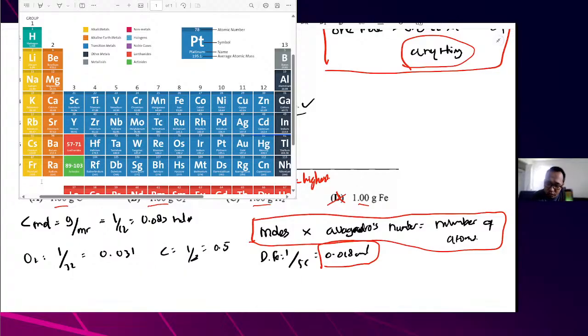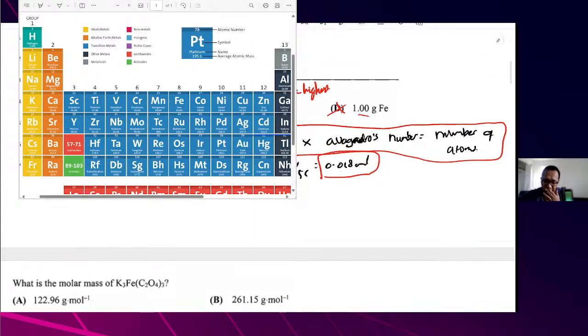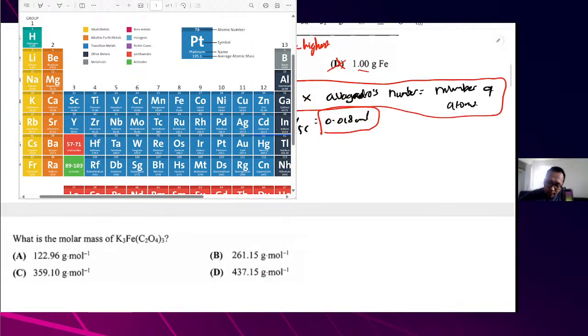So the answer is which one is the least one? The least one is D. Okay, the least one is D. So the answer should be D. All right, and then let's move on to another question. Yes, we are done for 1 and 2.